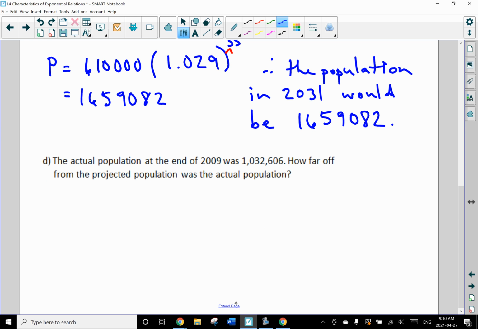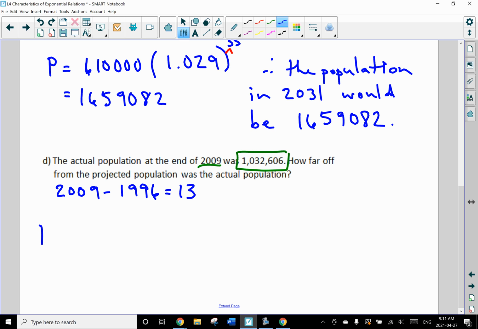All right. And here we go. The actual population at the end of 2009 was that. So they gave us the real population. We could calculate with our equation, we could calculate what it should have been. And then the question wants you to know how far off was it? So let's calculate what it should have been, and then we'll compare it to what it actually was. So it should have been 2009 minus 1996 is going to give us our time. 2009 minus 1996, 13 years.